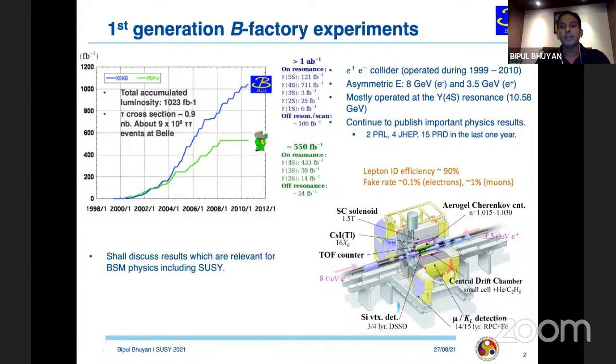Now, we stopped operating Belle in about 2010, but still continue to publish important physics results. In fact, last year we published 2 PRL and 15 PRD. Of course, in a 30 minute talk, I'll not be able to talk about most of the results which are being published. So I'll be picking up some really important results which are relevant for this particular conference. That's the goal here.